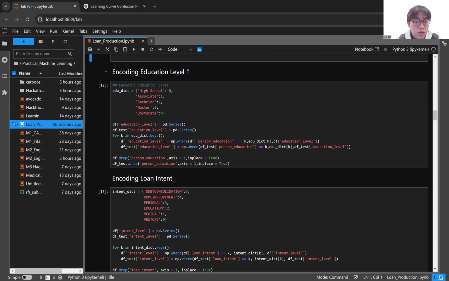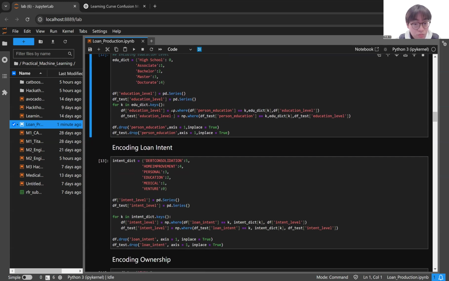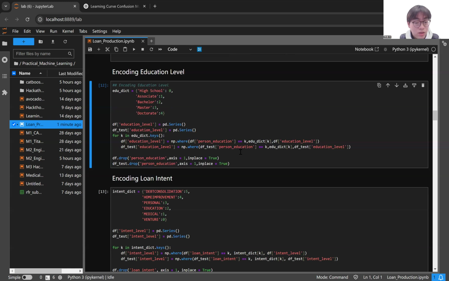And also we assume that there's a sequential order within the education level. For example, if I am a bank manager, I would say that there's a higher possibility for a person with a doctorate degree to pay back his loan compared to a person with only a high school degree. And so we think there's a sequential order within them. That's why we encode it with a label encoder.